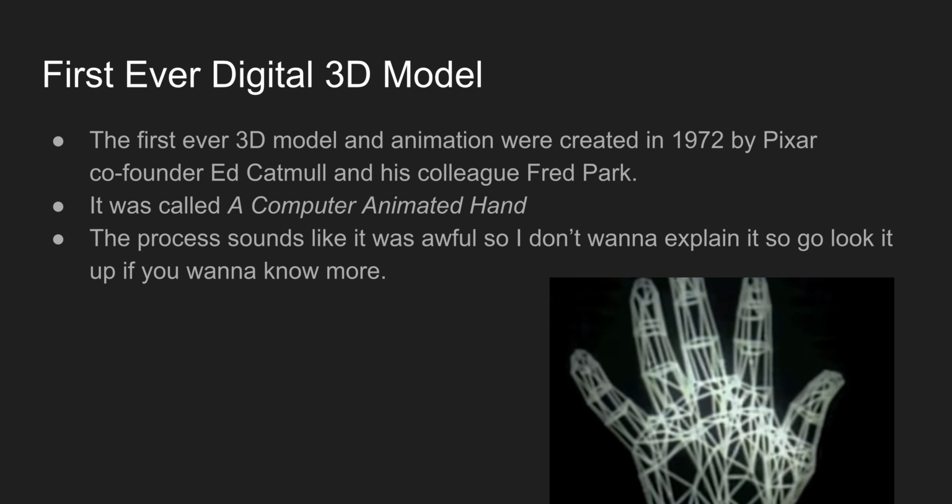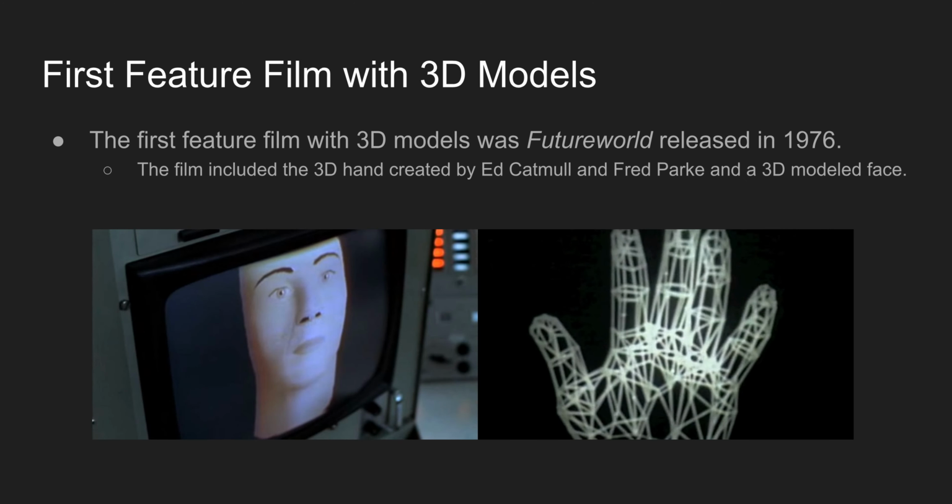The first ever digital 3D model was done by Ed Catmull and his colleague Fred Parke. The co-founder of Pixar, Ed Catmull, created a 3D modeled animated hand in 1972. I'm not going to explain the process because it sounds awful, and I'm so glad we don't have to do stuff like that because it sounded painful. And then the first case of a 3D model in a movie was Futureworld in 1976, where they modeled a hand, and they used the hand and modeled a face for the film for their turnaround.